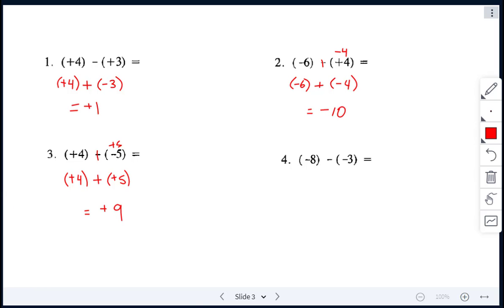Okay, so resuming the recording here, and we're looking at our example here. So here we have a negative 8. So the negative 8 stays the same. It's going to stay the negative 8. But we have to add the opposite. So the minus sign becomes a plus. We're adding. And the opposite of negative 3 is positive 3.